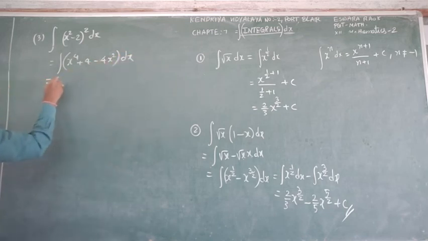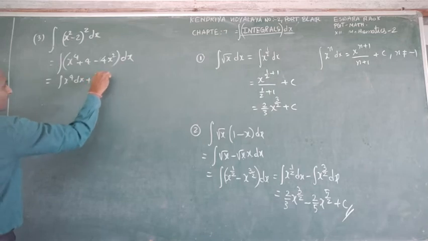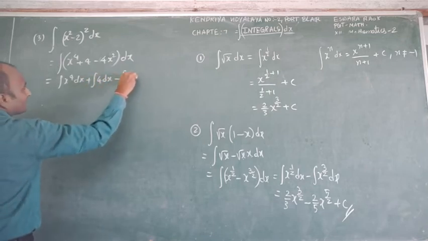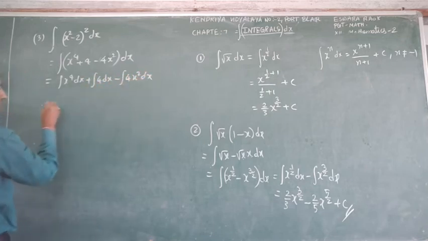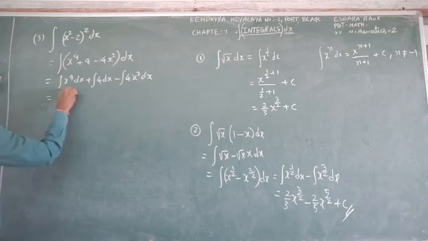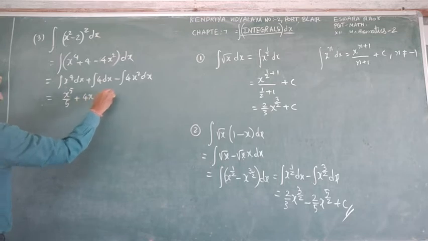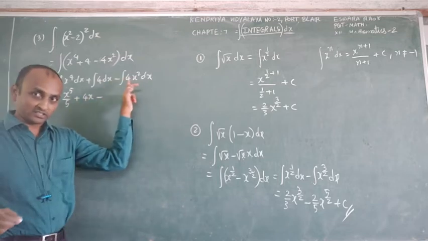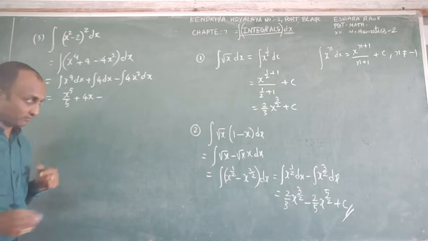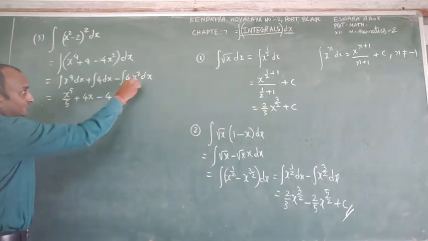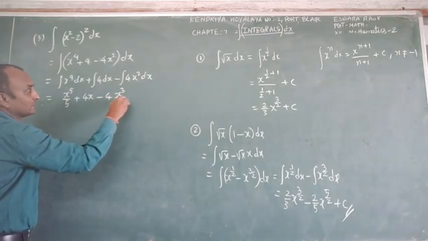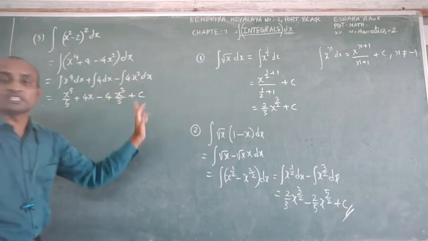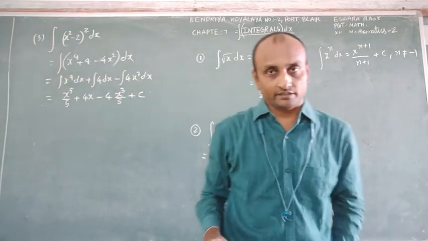Then do integration of x power 4 into dx, integration of 4 into dx, minus integration of 4x square into dx, individually. So x power 4 integrates to x power 5 by 5, plus integration of the constant 4, which is 4 into x, minus 4 into x square integration, x cube by 3, plus c. A constant into a function, the constant will be pulled out. The constant c should be written only once in the final answer.